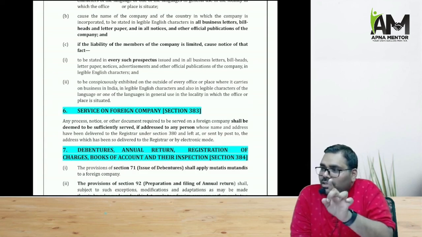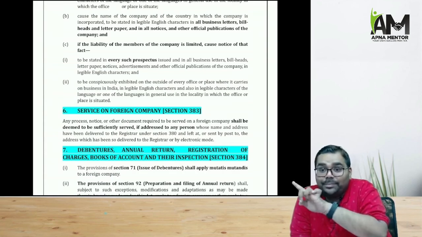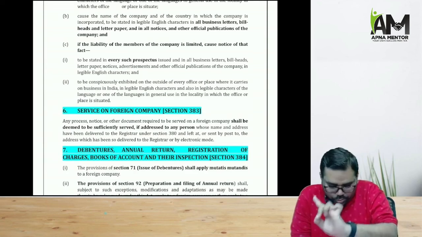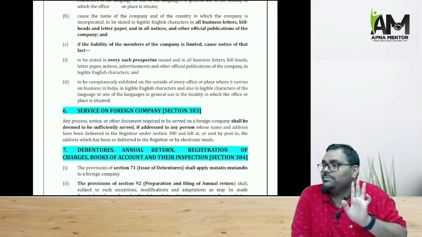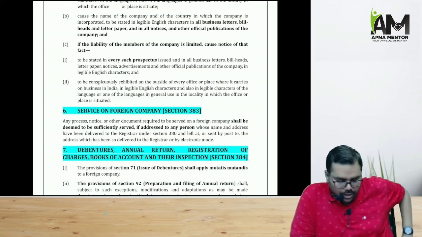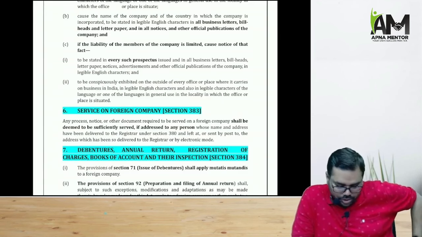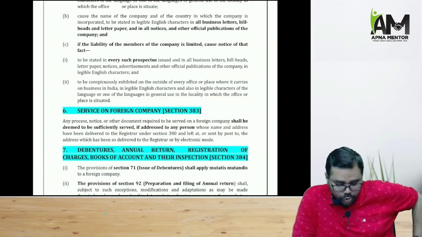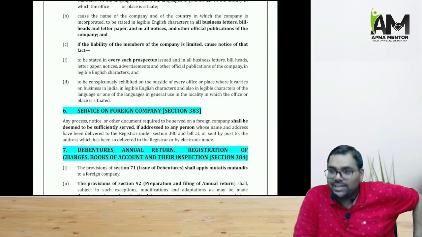तो कौन सा बंदा authorized होगा to receive all the documents? His name and address the foreign company had intimated to the ROC. रिमेंबर ना इन सेक्शन 380, तो नोटिस उसी आदमी को सर्व होगा, इन दैट एड्रेस सर्व होगा. Any process, notice or other document required to be served on a foreign company shall be deemed to be sufficiently served if addressed to any person whose name and address has been delivered to the registrar under section 380.